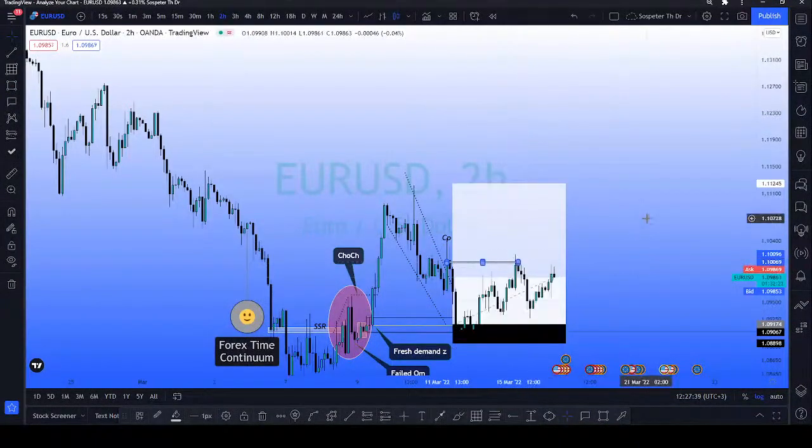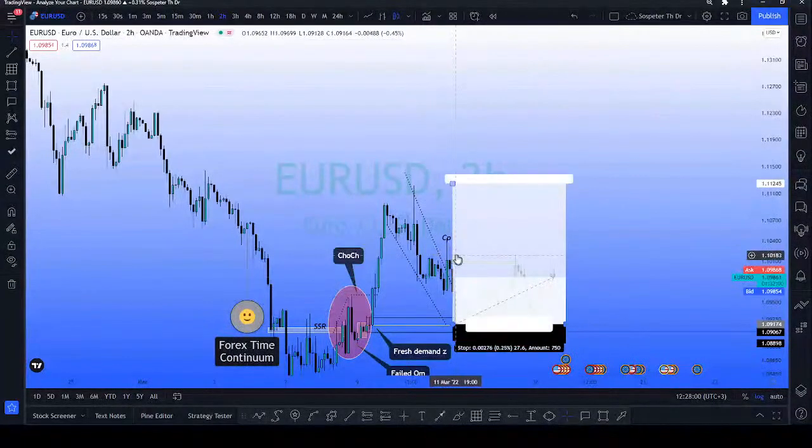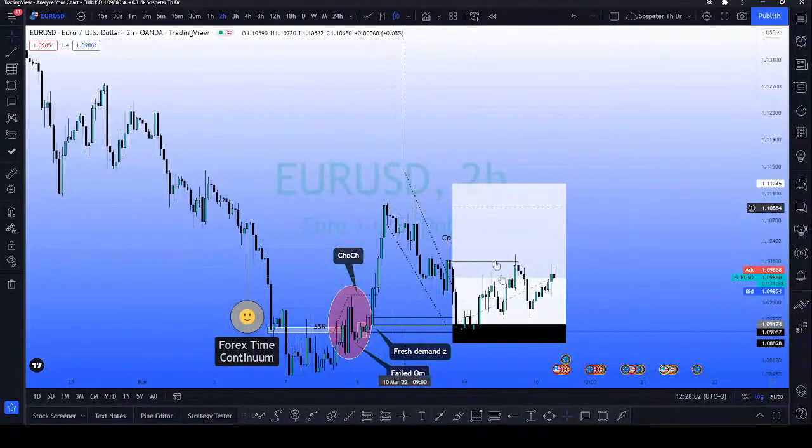That's how you take your profits. If you caught a buy on a demand zone, you take your purchase at the next opposing supply zone. That's how you take your profit. So that's why I took my purchase. I'm still hopeful they're going to consume this supply and go up here.